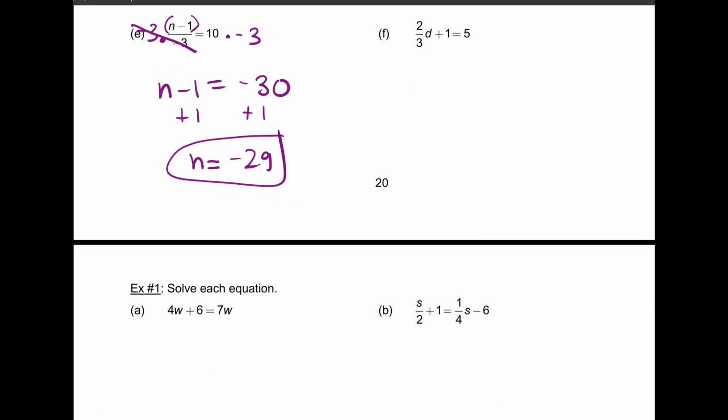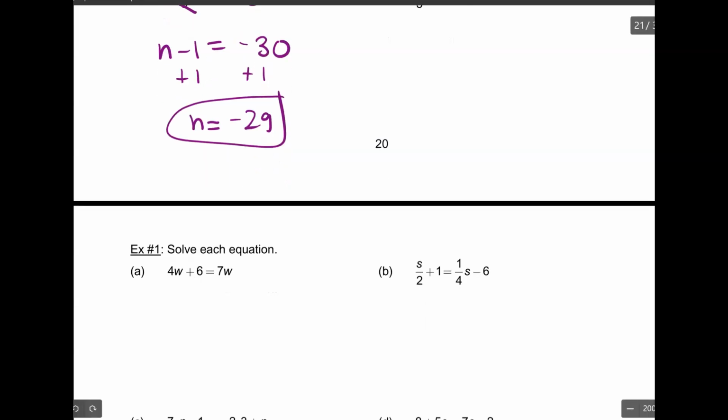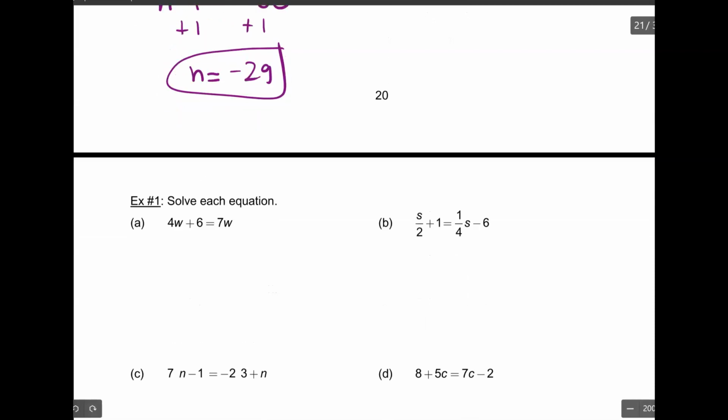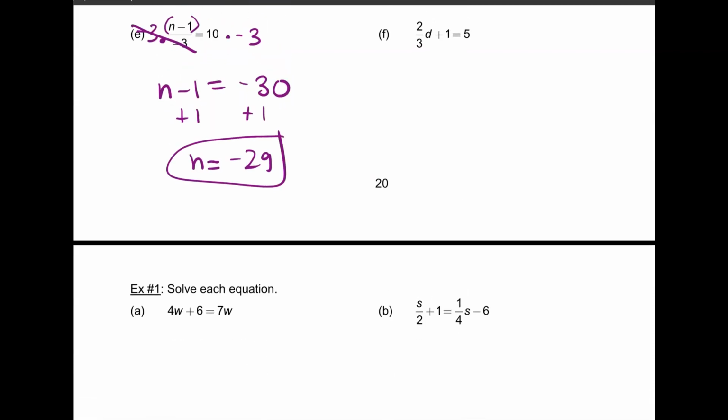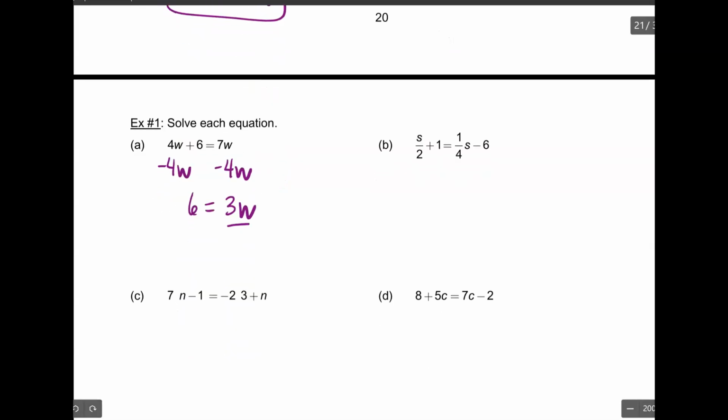Let's do example 1, A down here. 4w plus 6 equals 7w. So now there's variables on both sides. So I need to get it so all the variables are on one side, and then it's by itself. So let's see, Isabella, what's the next thing you do? So you subtract 4w. Exactly. So you have to get all the like variables together on one side, numbers on the other, and then you can solve.